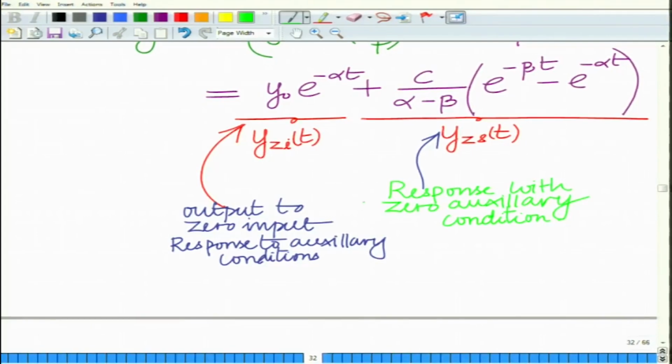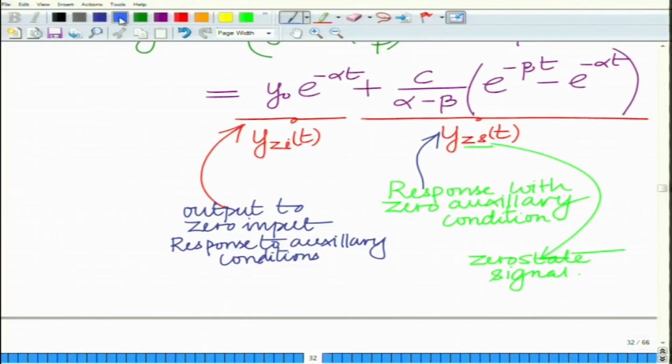So that completes this. I can express this as the 0 input signal y zi(t) plus y zs(t), where zs stands for the 0 state signal.